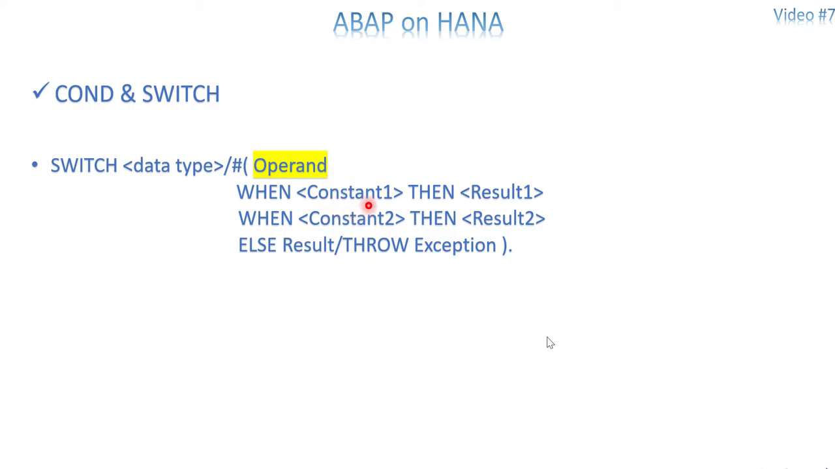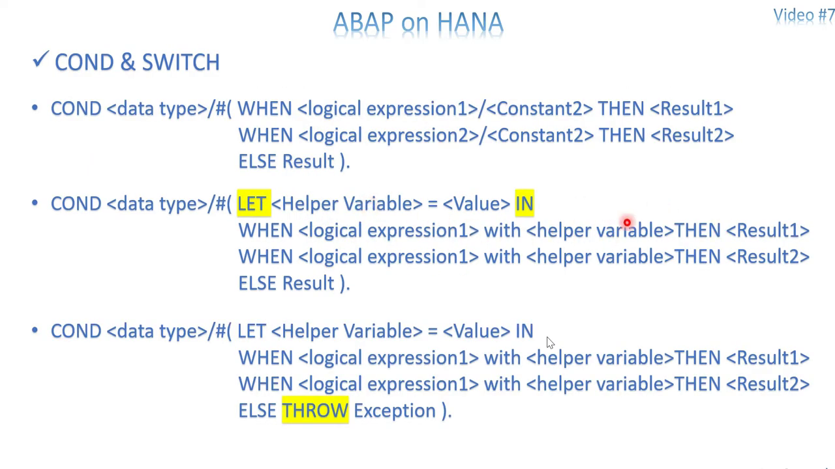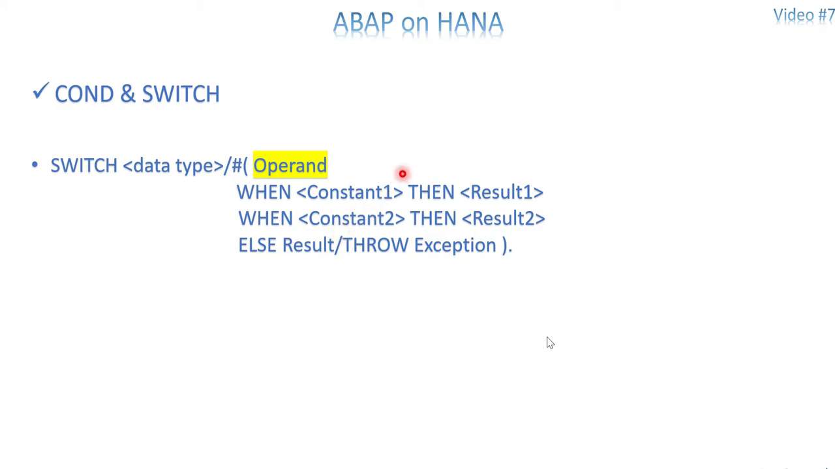So here you can have AND or OR, the same way as in the previous one, you can use AND as well. More than one logical condition, more than one constant, the same thing is applicable in switch as well. So here also you can say constant 1 or constant 2 and constant 3, whatever it is, and then results. Here also you have an option of passing a message as an else part, or you can throw an exception in your else part.